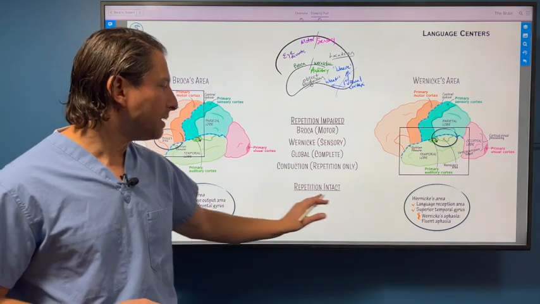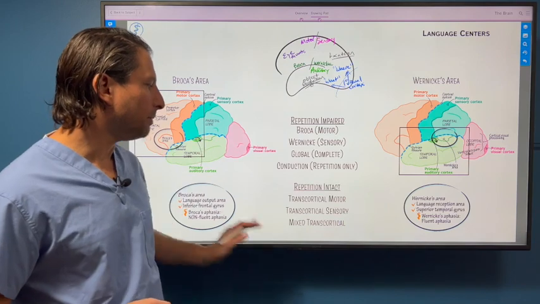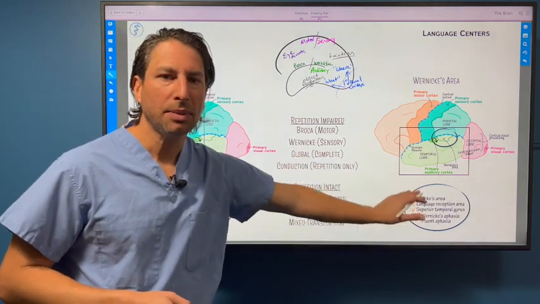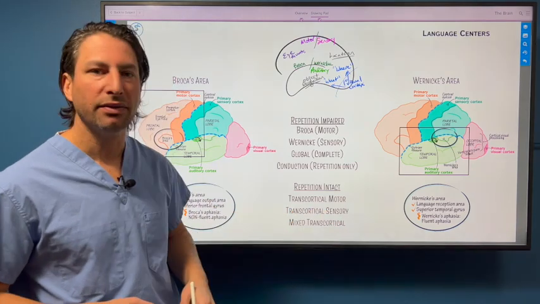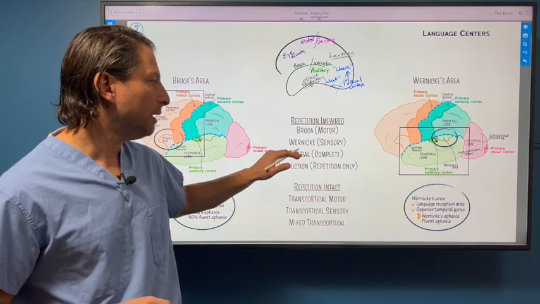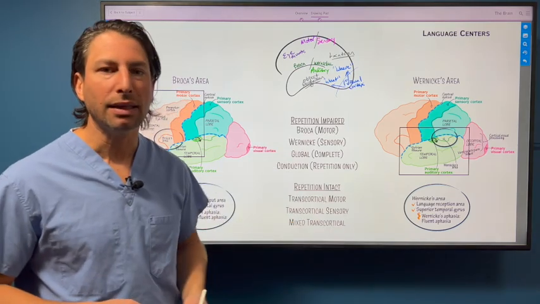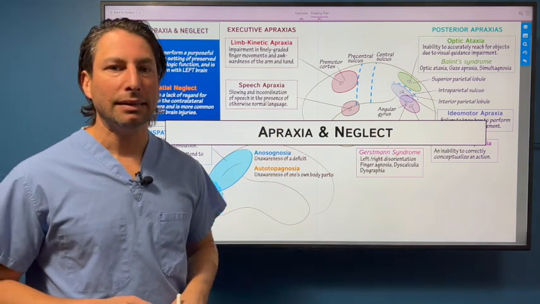And then if repetition is intact, but we have motor output problems or sensory reception problems, we have a transcortical motor or transcortical sensory aphasia, and then a mixed transcortical we can think of as a global, except that repetition is actually intact. So let's talk about apraxias and neglect.